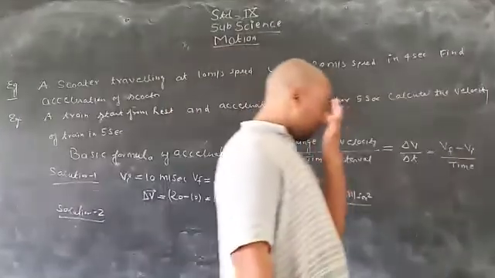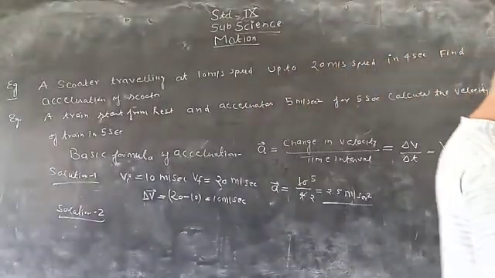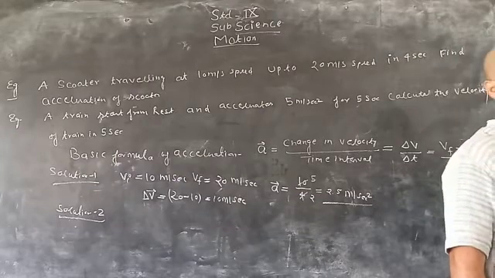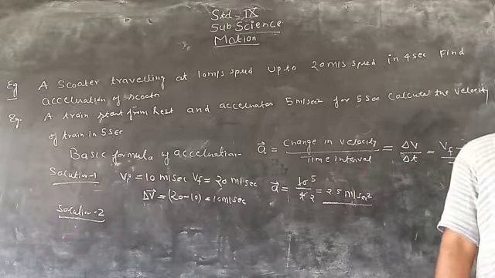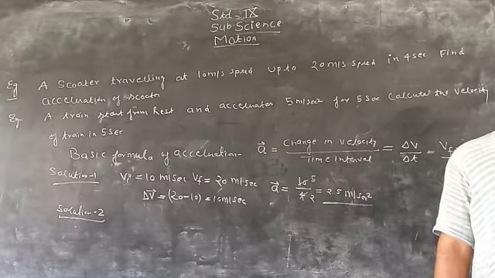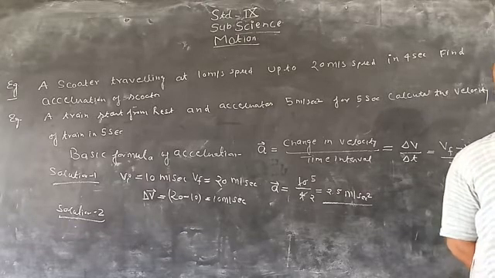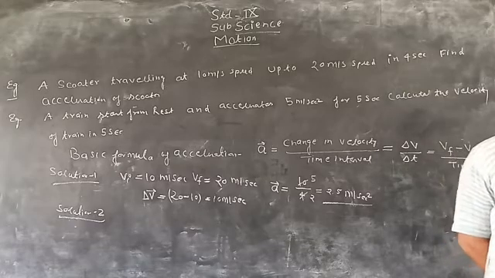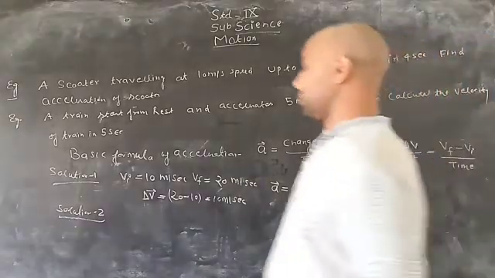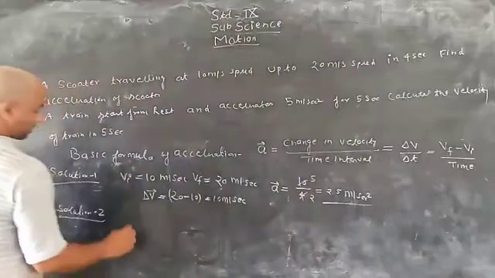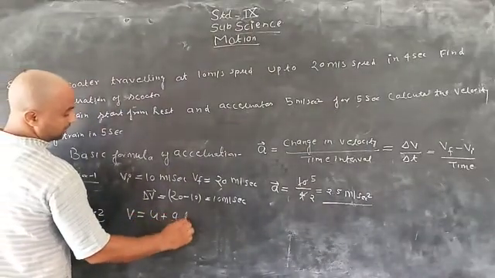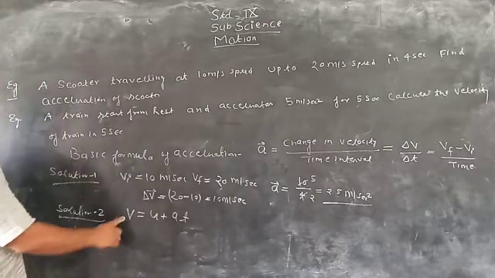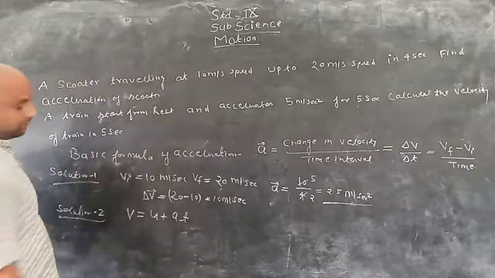If the acceleration is constant throughout the journey, then we can apply the basic equations of motion here. So now we use the basic equation: v is equal to u plus at. This is the first equation of motion.